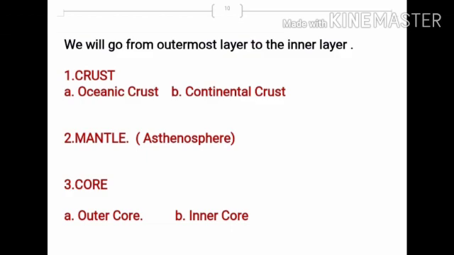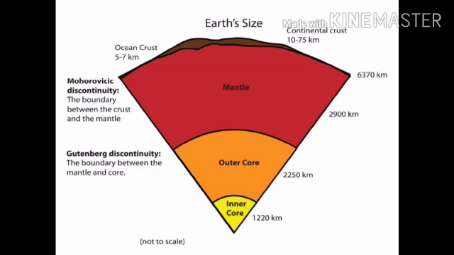And core also comprises two parts, outer core and inner core. And mantle is also called Asthenosphere. Okay? Asthenosphere is the second name of mantle. This is the image to clear your concept. See the brownish upper part, that is the crust. The second one is mantle, then outer core and inner core. You have to remember this sequence, okay? Crust, mantle, outer core and inner core.